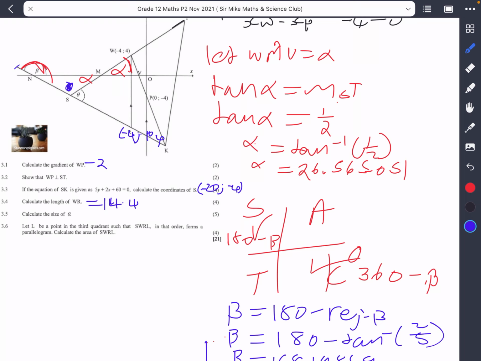So in this case, let me say NSM would simply be equal to 180 minus theta. Now what I'm going to argue is that that angle, which is beta, is equal to the sum. You notice that beta is the exterior angle of that triangle there. So I know that the exterior angle is equal to the sum of the two opposite interior angles, right?